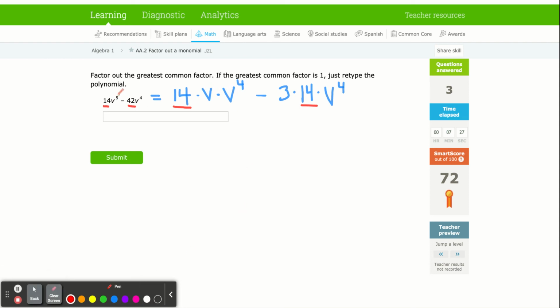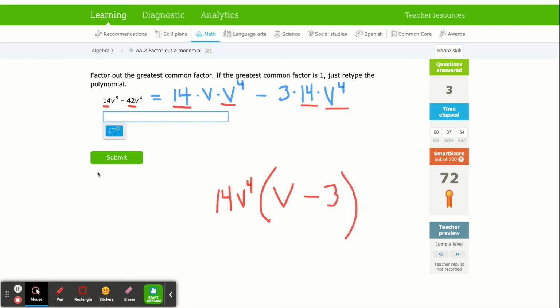Then I took the v to the 5th power, and I said it's v times v to the 4th. So both of these terms have a v to the 4th. This had an extra v. So what I'm pulling out is the 14 and the v to the 4th from the first term, which leaves just this one v here. And then I pull out the 14 v to the 4th from the second term, leaving just the 3. And that's what I type in to this expression right here, like that.